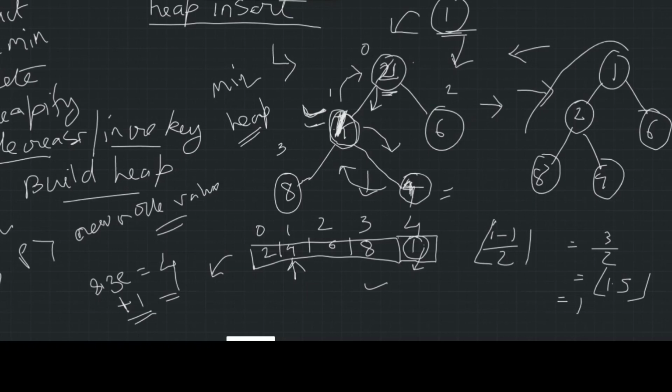In case of max heap, what we need to check is, if the parent value is smaller than the new node's value, then swap the new node's value and the parent value. But in case of min heap, if the parent value is greater than the new node value, then swap. So the operations which we perform in min heap will be the opposite in case of the max heap. So this is all about the insert operation.